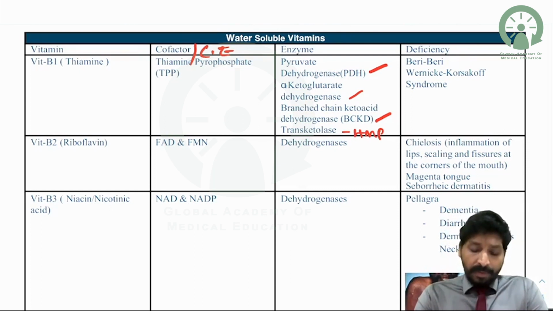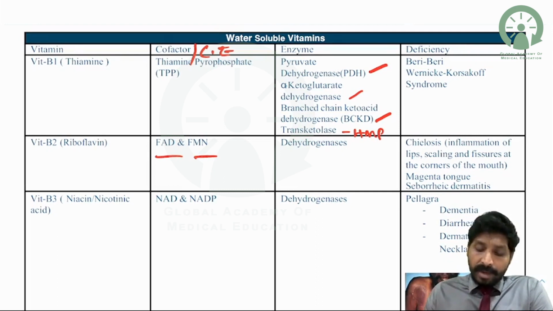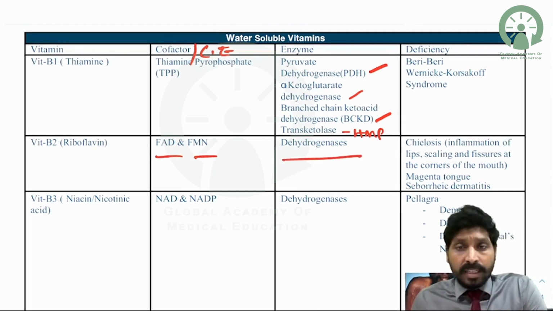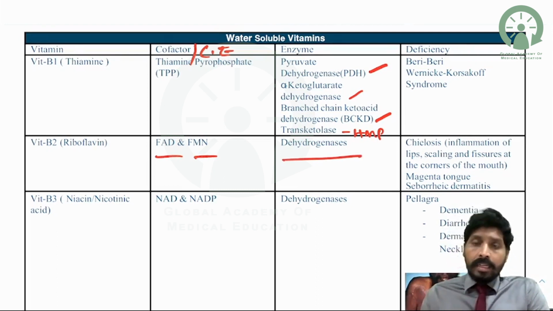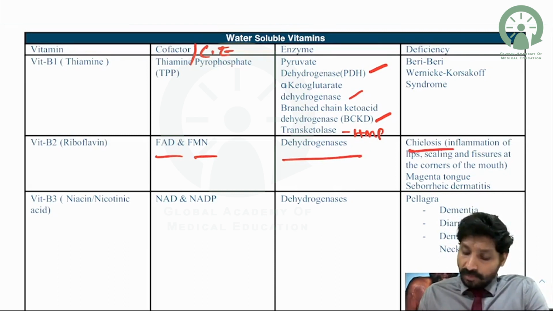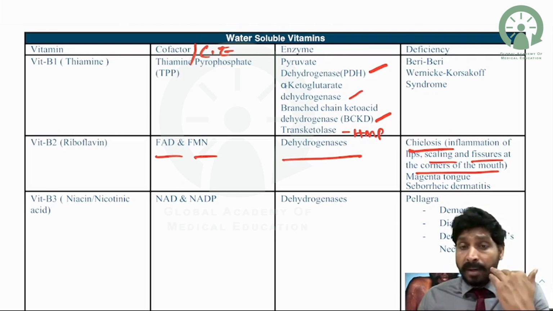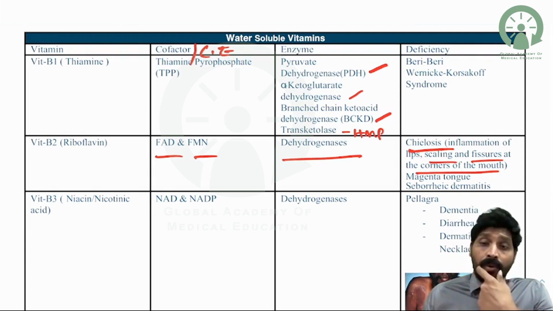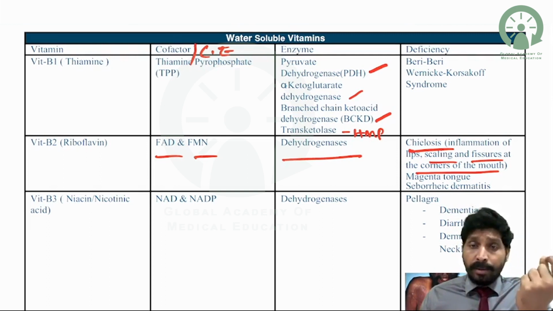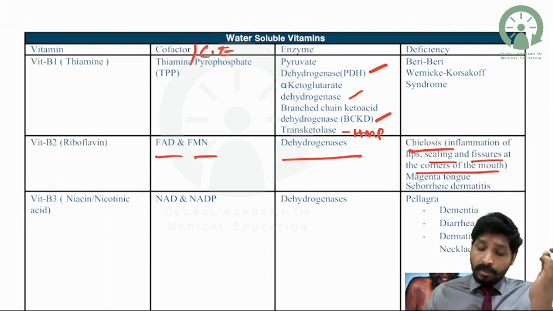Vitamin B2 riboflavin, the coenzyme forms are FAD, FMN. All of the dehydrogenases require FAD. And the main characteristic deficiency symptoms: cheilosis, inflammation of lips, scaling and fissures at the corners of the mouth, magenta colored tongue. So when they show you the image of a magenta or purple colored tongue, or cheilosis or cracks at the corners of the mouth, it is a characteristic symptom of B2 deficiency. Seborrheic dermatitis is again one of the characteristic features of B2 deficiency.